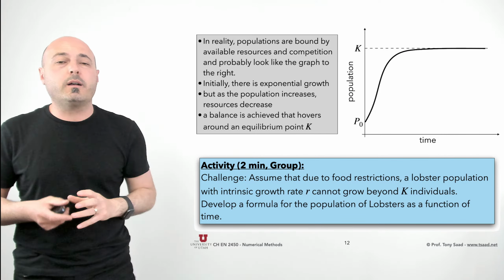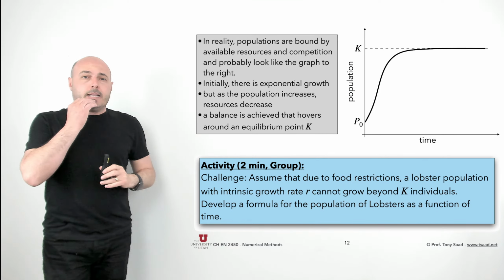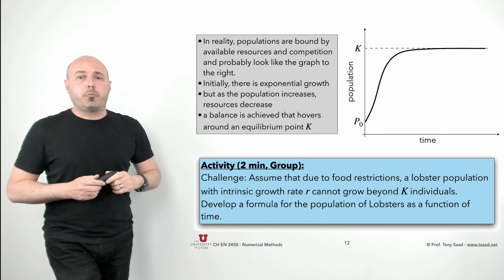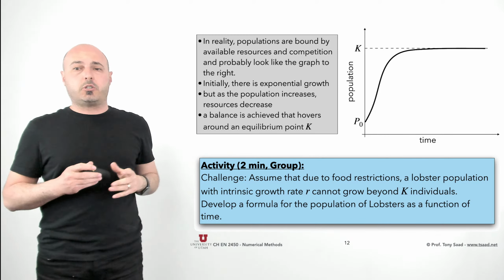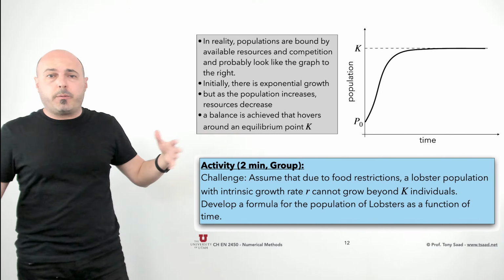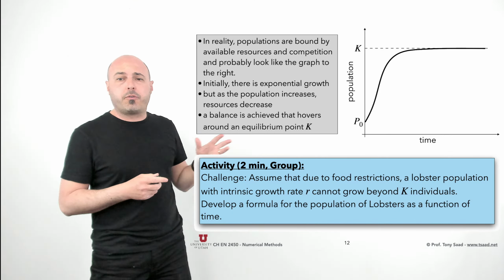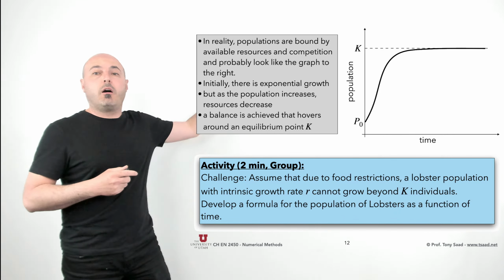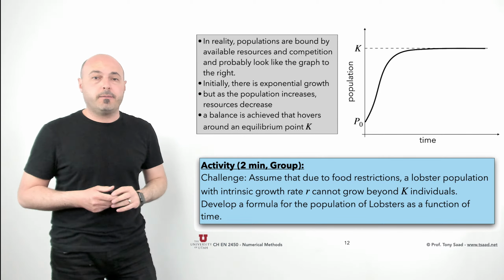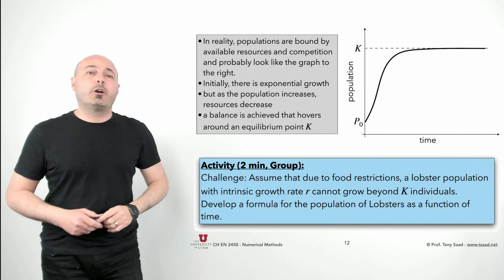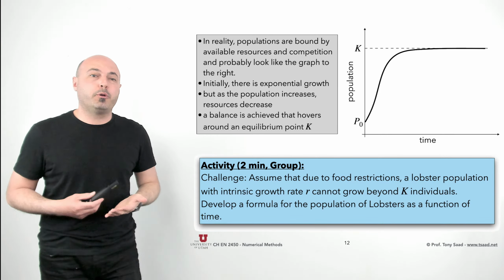Okay. So my question to you now is the following. Take this lobster population and assume that due to food restrictions, a lobster population with an intrinsic growth rate R cannot grow beyond k individuals, okay? Go ahead and write a formula for that population growth.